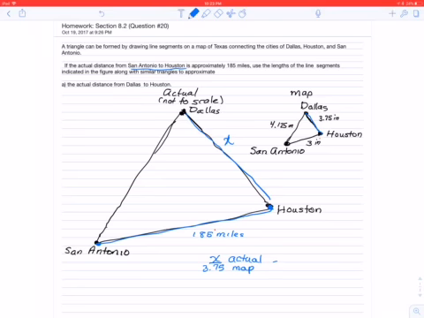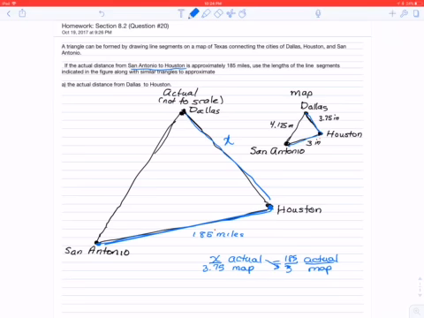Now I need an equivalent fraction of the actual distance between two cities over the map distance between the same two cities. So what we have is the actual distance from San Antonio to Houston. That's 185 miles. So I need the map distance from San Antonio to Houston. That was 3 inches. So if I have a fraction equal to a fraction, or a proportion, to solve it, I'll cross multiply.